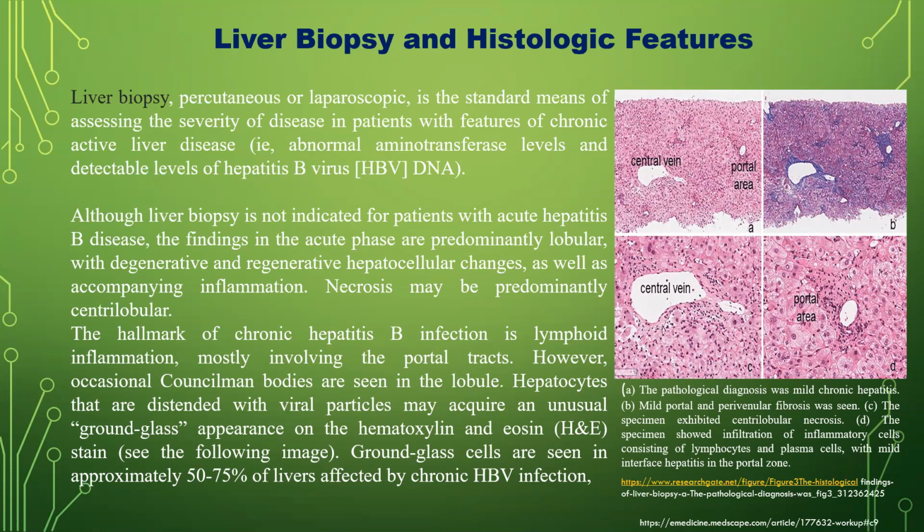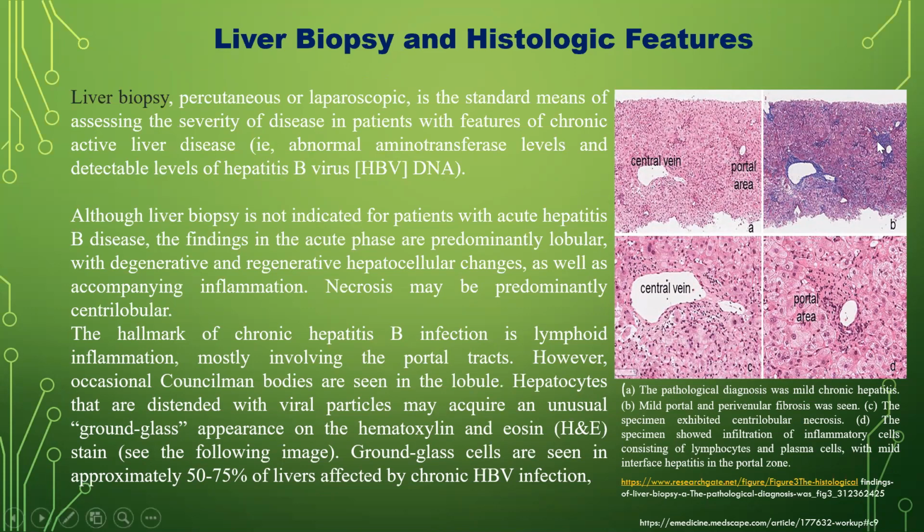The hallmark of chronic hepatitis B infection is lymphoid inflammation, mostly involving the portal tracts. However, occasionally councilman bodies are seen in the lobule. Hepatocytes that are distended with the viral particles may acquire an unusual ground glass appearance on hematoxylin and eosin stain. Ground glass cells are seen in approximately 7 to 75% of livers affected by chronic hepatitis B infection.